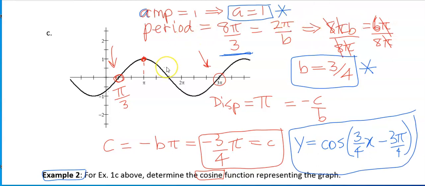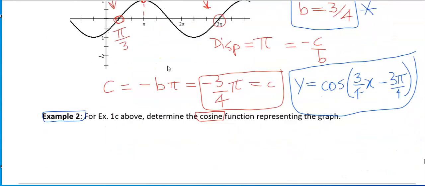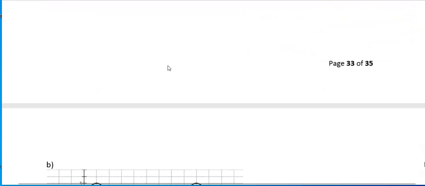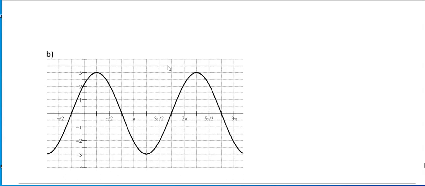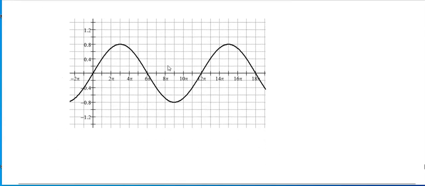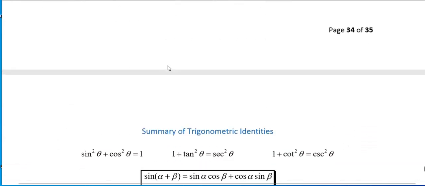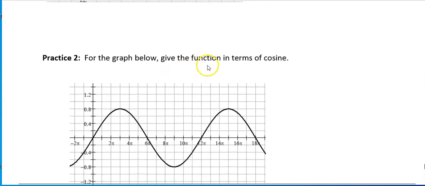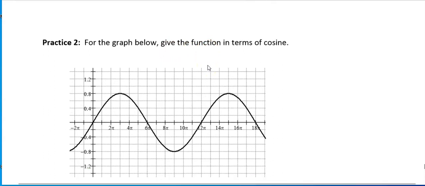And that's the last example I'm going to do on this video. Now there's a practice problem on the bottom of page 33. You should give that a good try. And there's another practice problem there on page 34. And you should give that a good try. All right. Give it in terms of cosine for practice number 2.